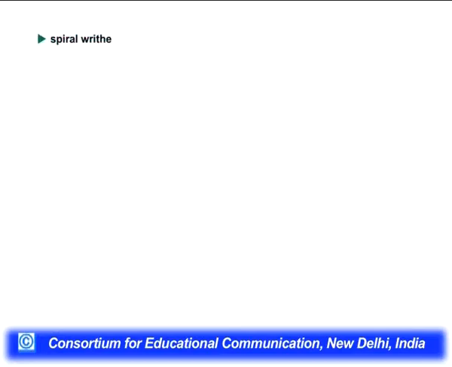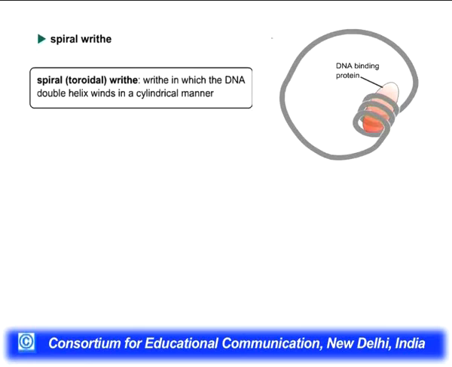So that's the whole concept of it. Another kind of writhe which I am talking about is also called the spiral writhe. Spiral or toroidal writhe is the writhe in which the DNA double helix winds in a cylindrical manner, for example, on a protein molecule. So one thing is interwound writhe, in which it is making a helix onto its own axis, but there is another possibility that it can wound around a protein that occurs in the normal chromosome.